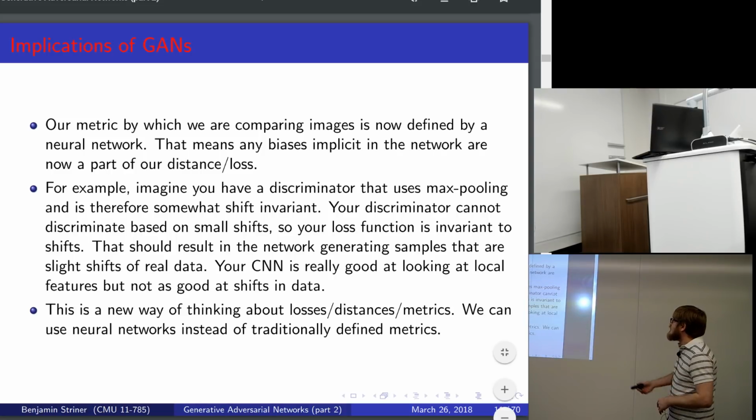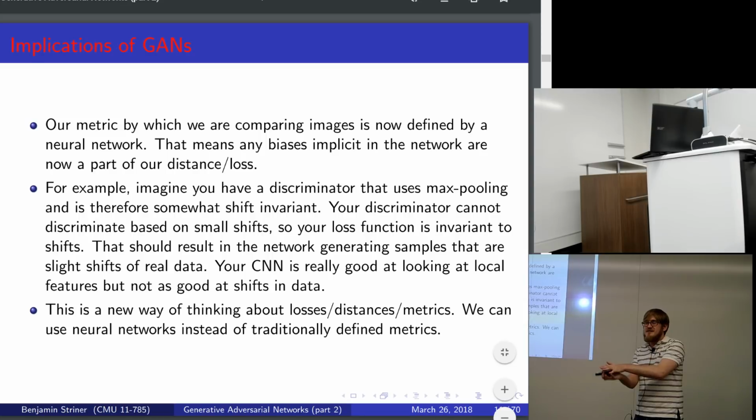What this also means is that all of the biases that we've built into networks are now a part of our loss function. Since we're building a generator and training it through a discriminator, if that discriminator is shift invariant, then our loss function is now shift invariant. So we have something that can compare two images but doesn't care about slight shifts. Compare that to a traditional loss like L2 or L1, where you take each pixel value, line it up, and compare the distance pixel by pixel. Slight shifts give you completely different values. This gives you a sense of why GANs are so fascinating and so powerful.